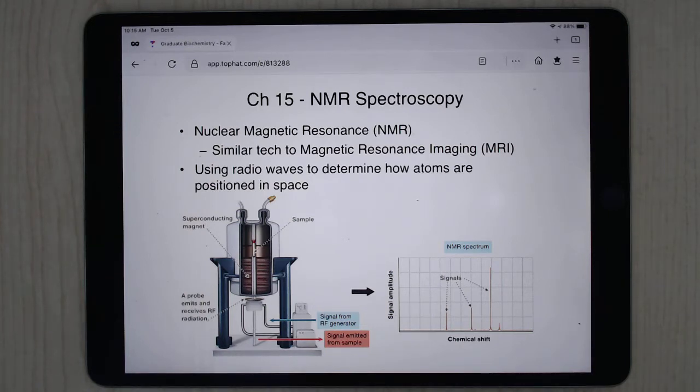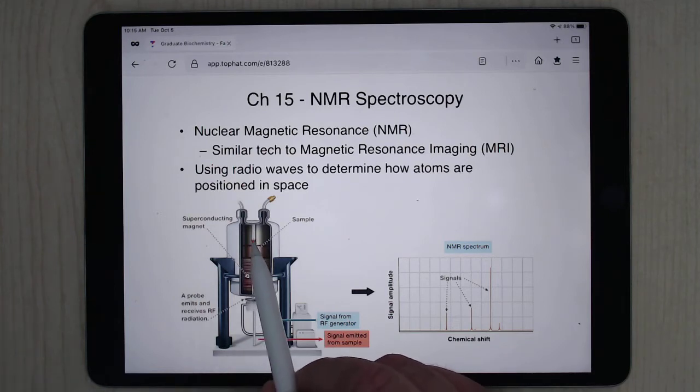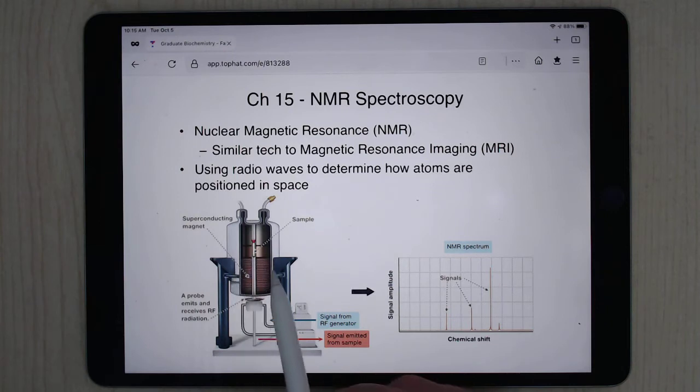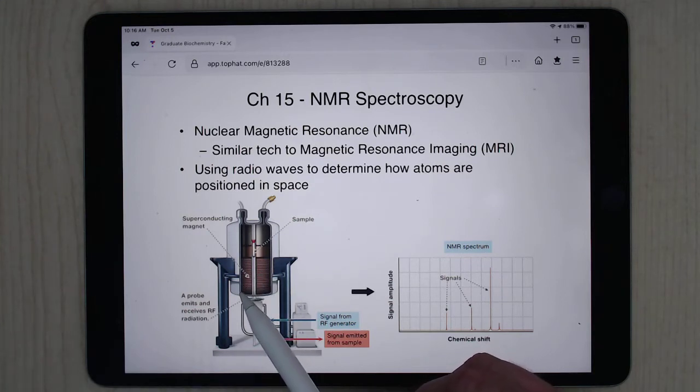The other thing that we're going to be doing is putting that into a giant superconducting magnet. Okay, and so your sample is actually right here. It's going to be in a thin tube. It's going to go down into a magnet of very high strength. So it's actually superconducting. So it's sitting in a pool of liquid helium at about 3 Kelvin. And from there we're going to be shining the radio waves onto it.